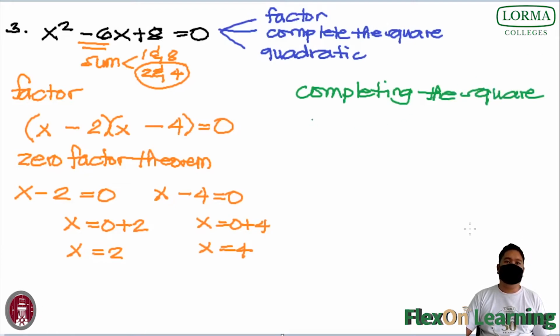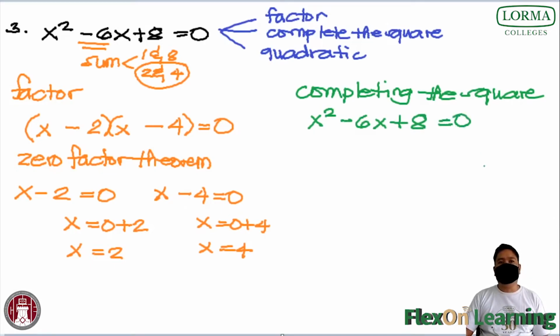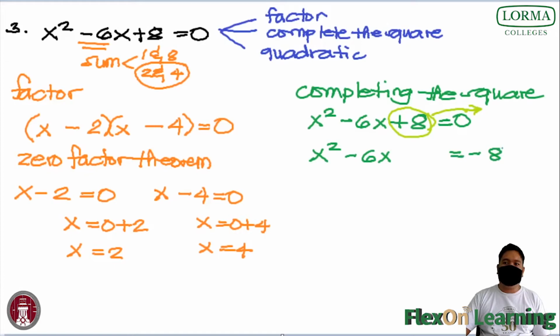So we have x squared minus 6x plus 8. In completing the square, you have to transpose the constant first. So that would be x squared minus 6x equals negative 8. We'll include some space there. Then we're going to complete the square.